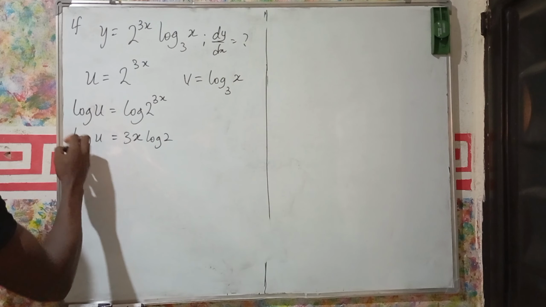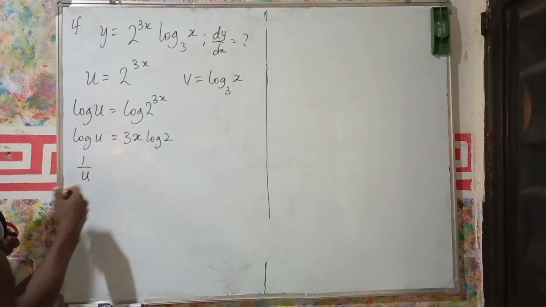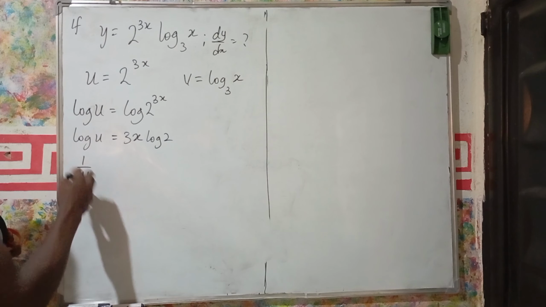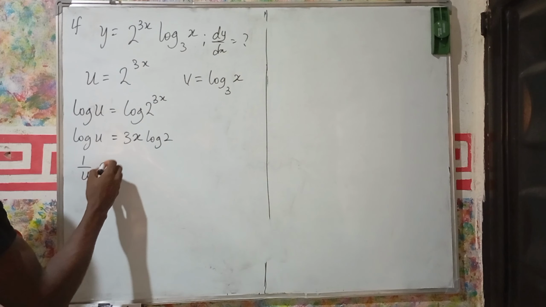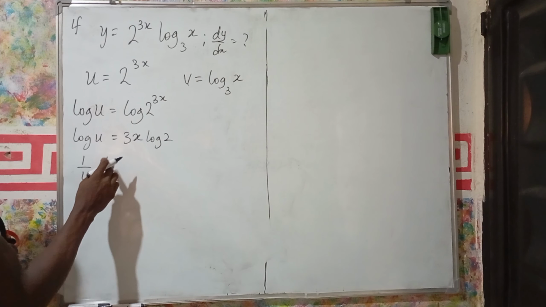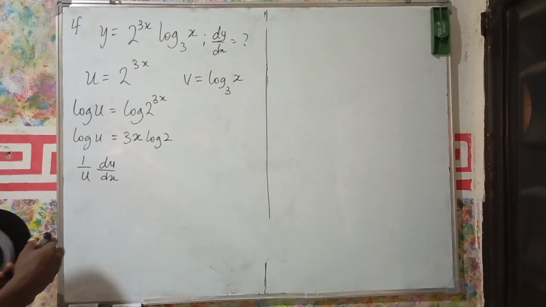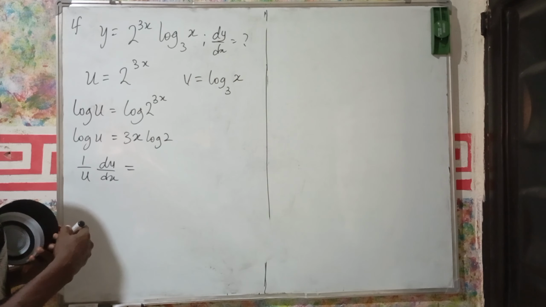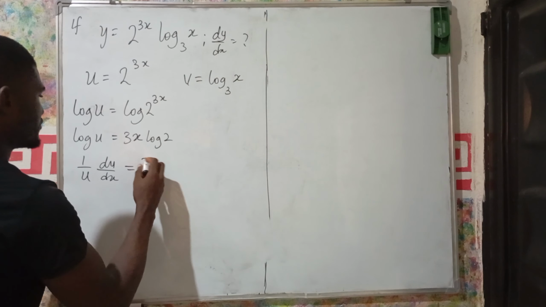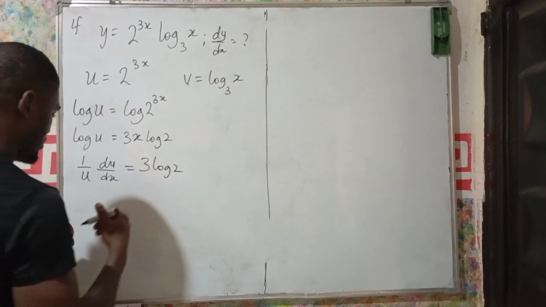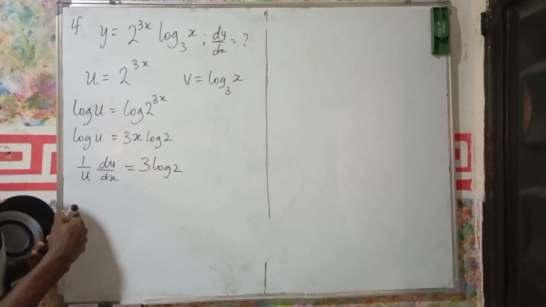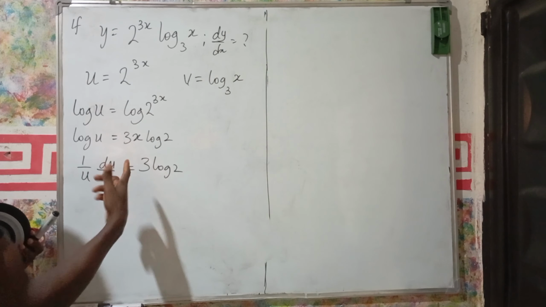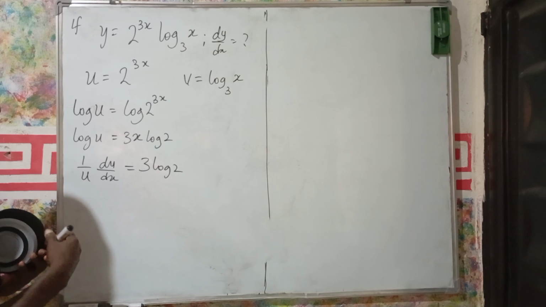Differentiating log u, we have 1 over u. Anytime you differentiate the log of a function, you have 1 over that function. And then we add du/dx, showing that we're differentiating u with respect to x. On the other side, we are differentiating with respect to x, so we write down the constant first. 3 is a constant, log 2 is a constant. These are the two values that are not x, so we keep them out and then differentiate x. Differentiating x, you have 1. So 1 multiplied to this still leaves this value.